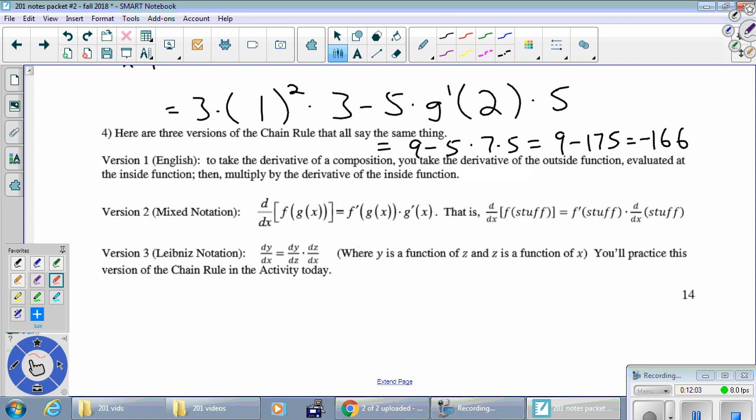And then Leibniz's notation: dy/dx equals dy/dz times dz/dx. That should not make a whole lot of sense at this moment, but you'll practice with it in the activity. But if you allow me to treat these things as numerical fractions, and you let me cancel these dz's, then of course dy over dx equals dy over dx. So it does have that going for it, but you'll make some more sense out of it in the activity.